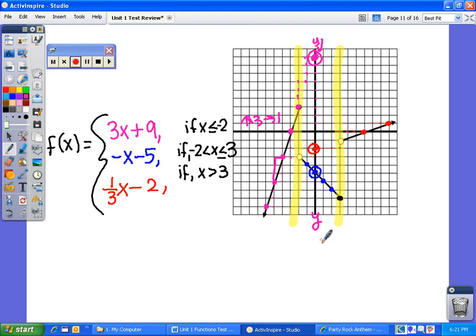Now the last one goes up 1 over 3. So this is a vertical stretch by a factor of 1/3. It goes up 1 over 3. And so I decided to continue it to see, okay, where would it cross the y-axis if it ever did? And it would have crossed at -2. Okay, so there you go.